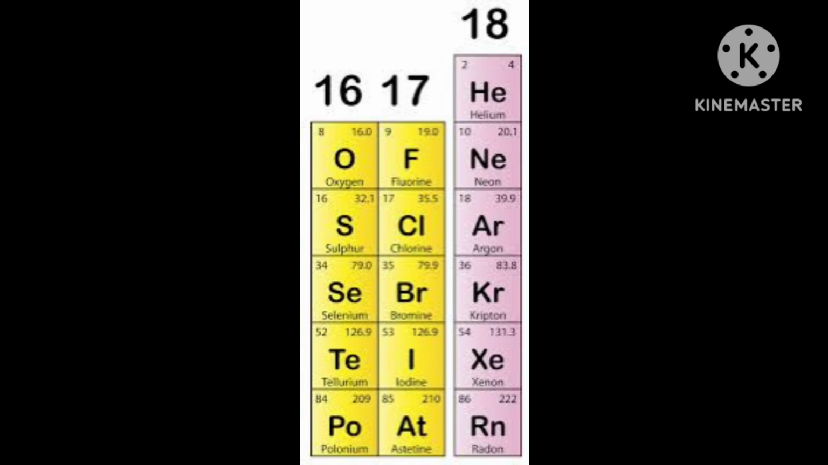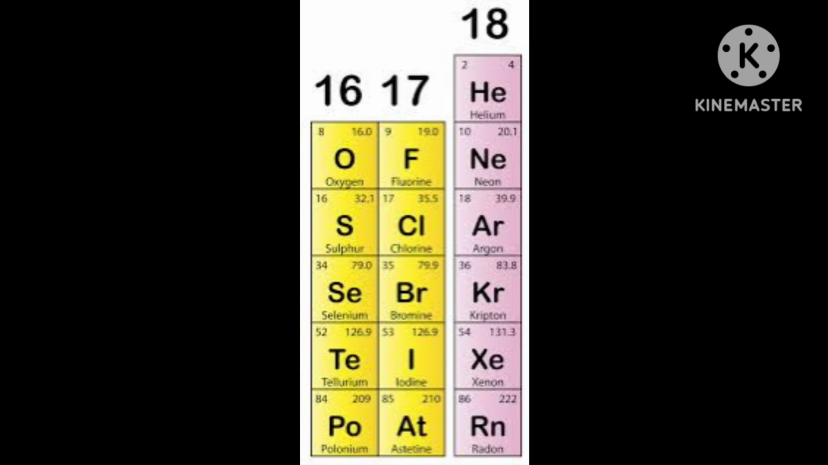Group 18 consists of 6 elements: helium, neon, argon, krypton, xenon and radon. Again I am telling you, group 18 consists of 6 elements: helium, neon, argon, krypton, xenon and radon. All these are gases and chemically unreactive. They form very few compounds. Because of this, they are termed noble gases.